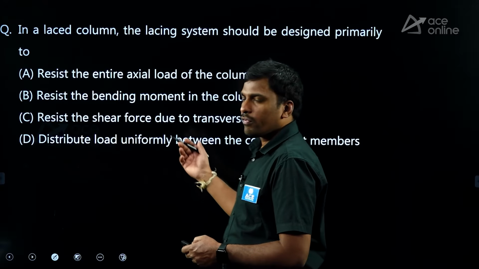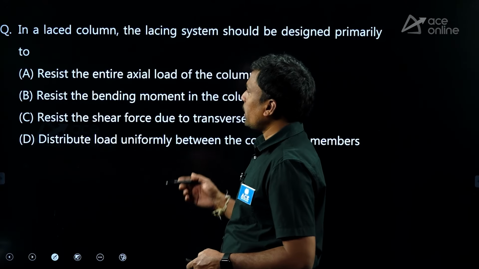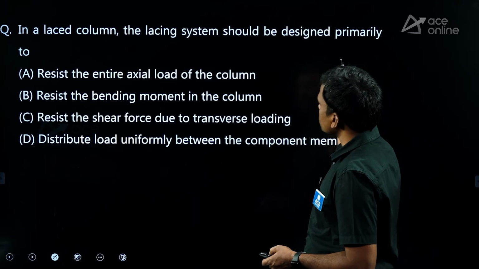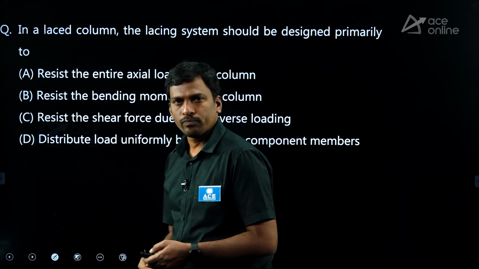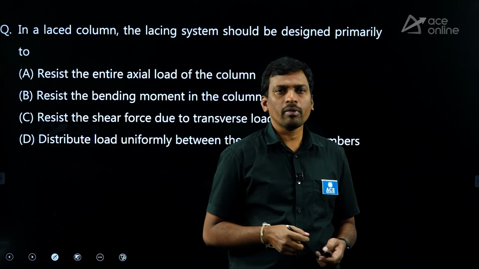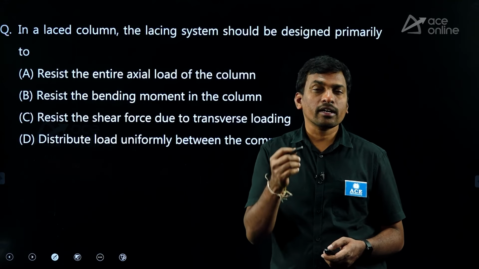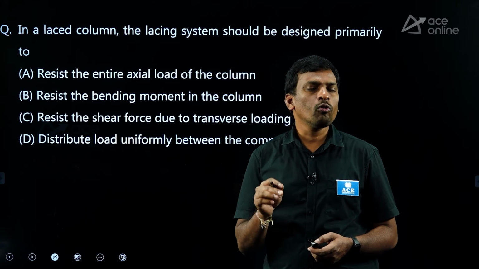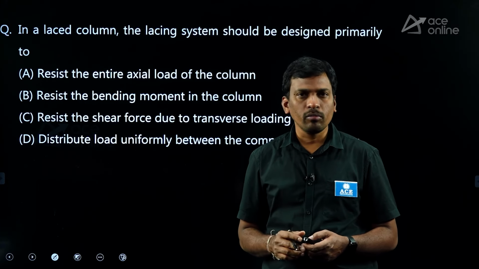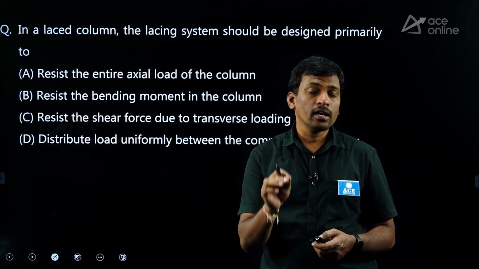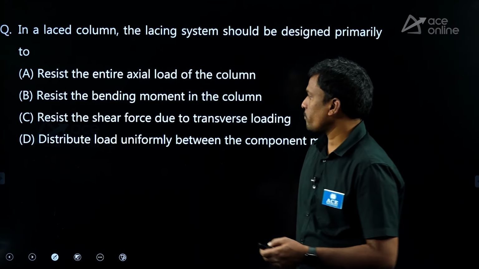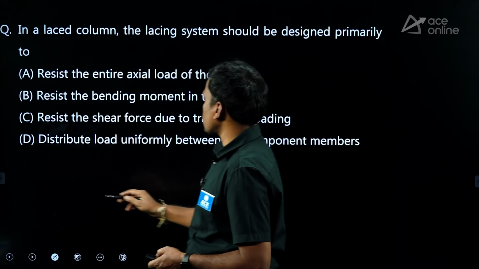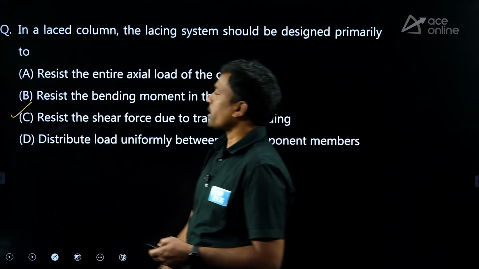First question. In a laced column, the lacing system should be designed primarily to... Students, lacing members are designed to resist transverse shear force, right? How much transverse shear force? 2.5% of column load, but designed to resist transverse shear force. So resist the shear force due to transverse loading, then option C is correct.